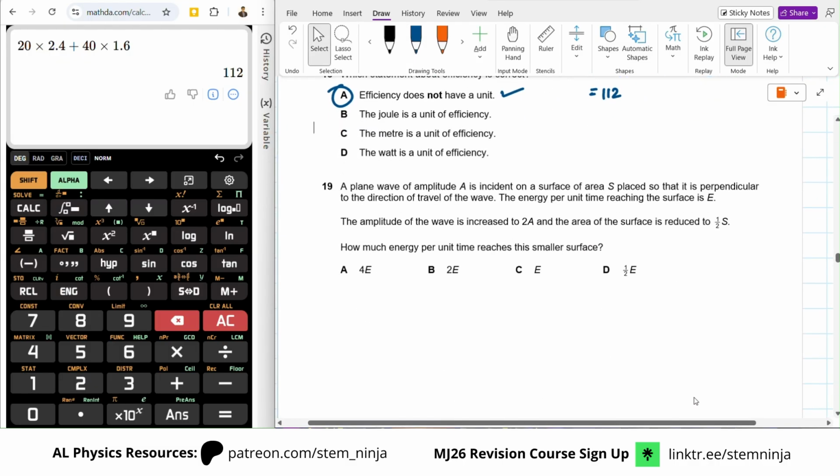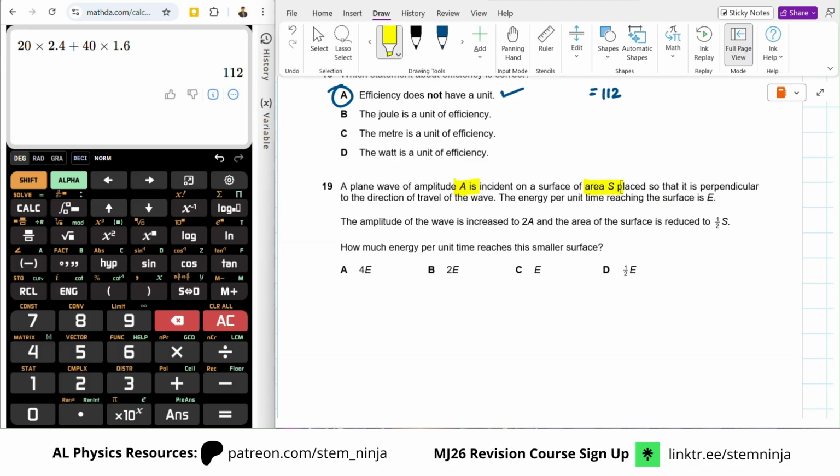A plane wave of amplitude A is incident on a surface of area S placed so that it is perpendicular to the direction of travel of the wave. Energy per unit time reaching the surface is E. The amplitude of the wave is increased to 2A and the area of the surface is reduced to half S. How much energy per unit time reaches this smaller surface? Now, energy per unit time is basically power, and this is area. Let's call this area S anyway.